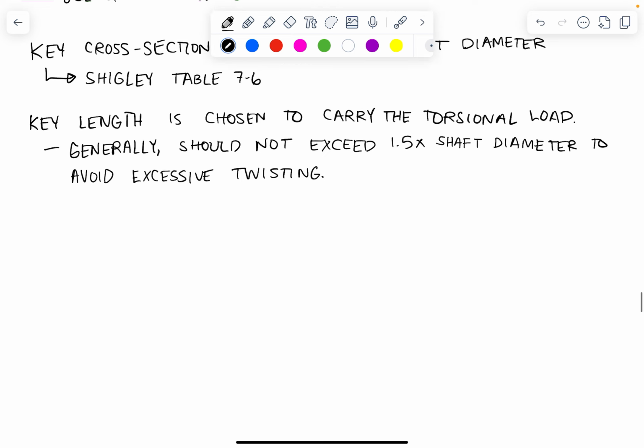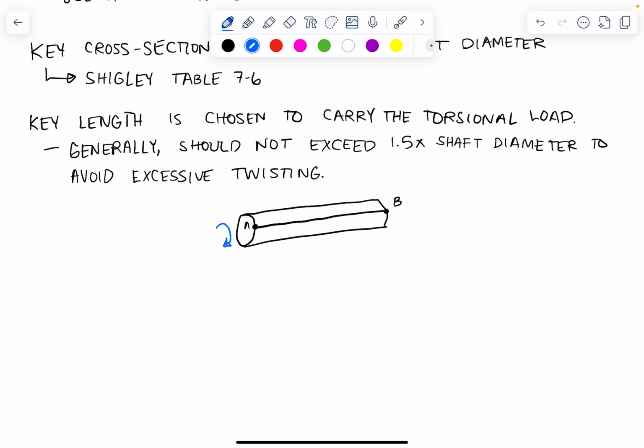So remember when we first introduced the idea of torsion of a shaft, we drew something like this. We said, okay, before we apply any kind of load to this shaft, we have a straight line that connects these points A and B.